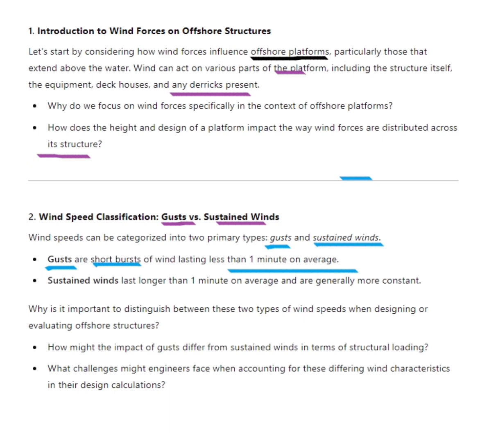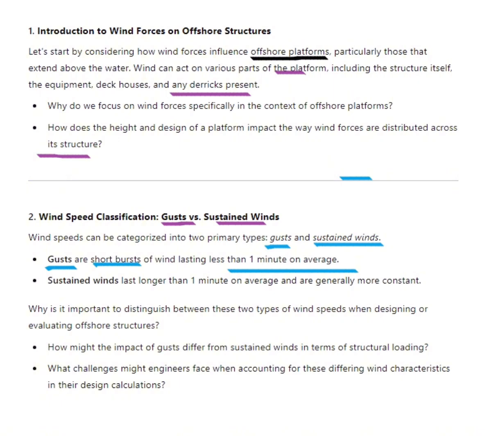So why is it important to distinguish between these two types of wind speeds when designing or evaluating offshore structures? We can see this point also. And how might the impact of gust differ from sustained winds in terms of structural loading? If you want to see the difference between the gust wind load and the sustained wind load, we can study that in this chapter.